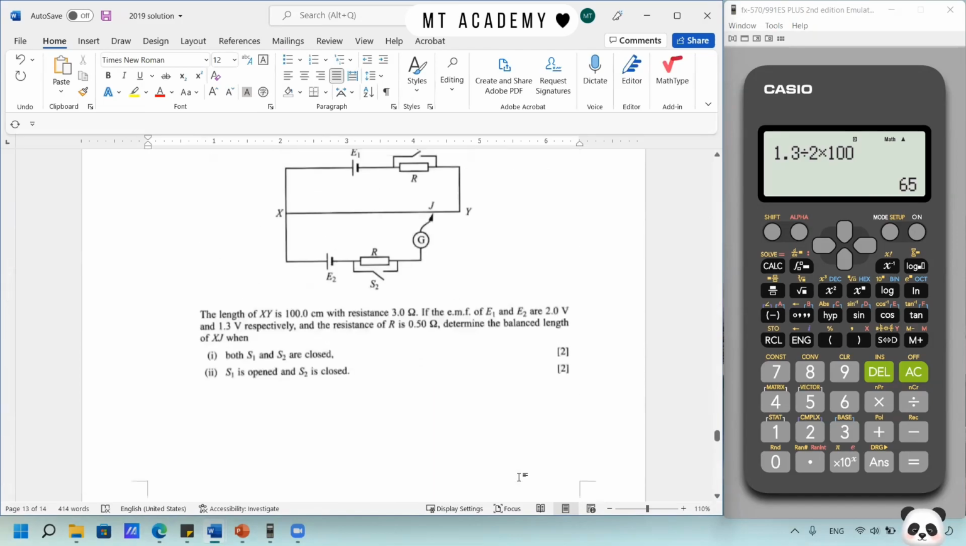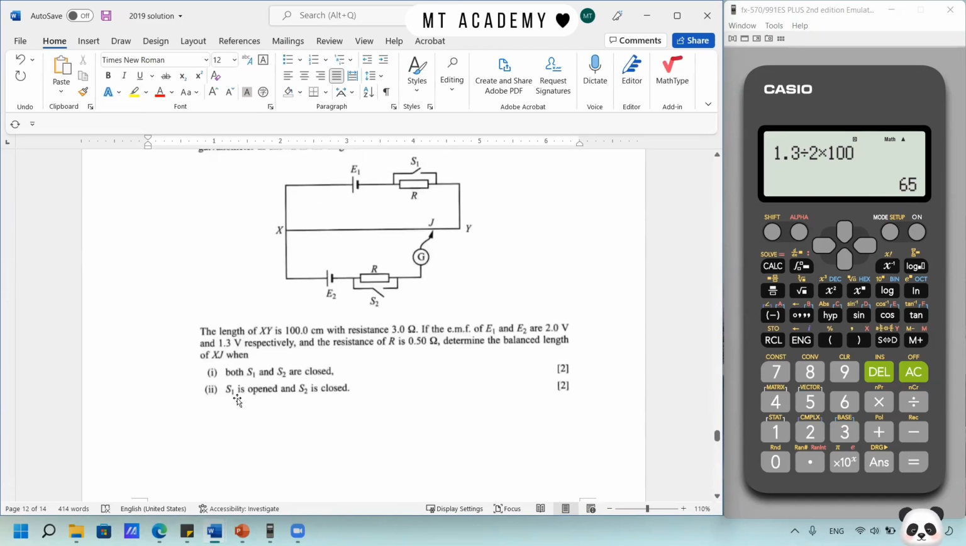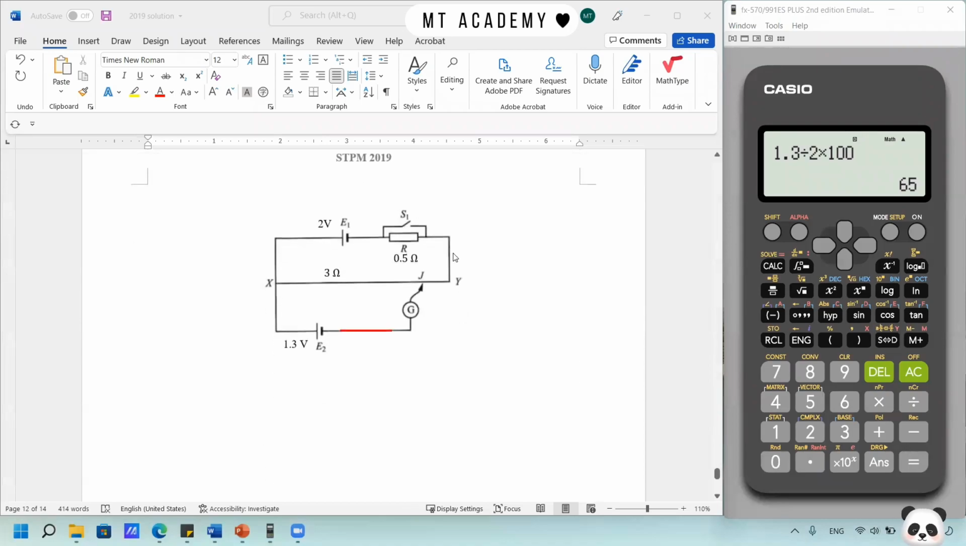So we're going to look at the next case: S1 is open, S2 is closed. S2 closed means that we ignore this R, but now we need to take into account this resistance in this circuit because S1 is open. So current needs to go through the resistor, so we need to consider the R on the top. This gives us a circuit like this. The bottom is short circuit.